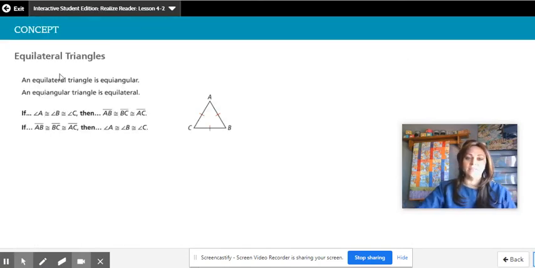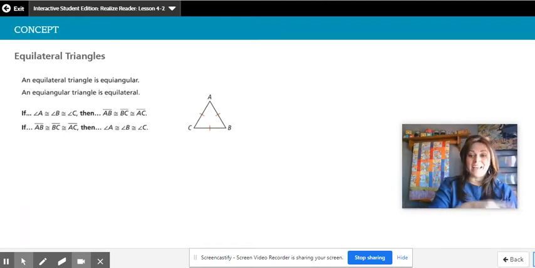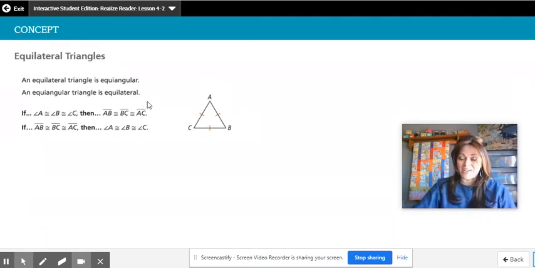So equilateral triangles. If the angles are the same, then the side lengths are the same. Now keep in mind, we've been doing isosceles triangles. Now we're doing equilateral triangles, and those mean all the side lengths are the same. That's usually what you're taught up until this grade. But what I'm telling you is if the side lengths are the same, the angles are the same, and if the angles are the same, then the side lengths are the same.